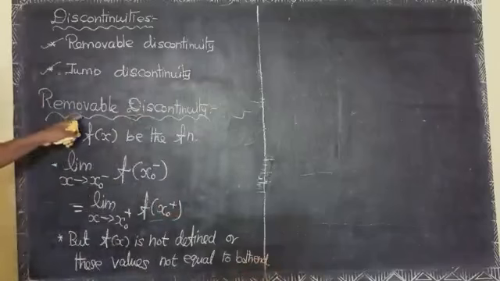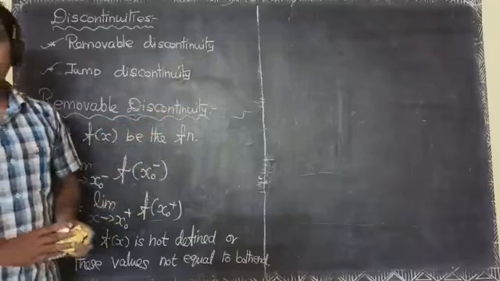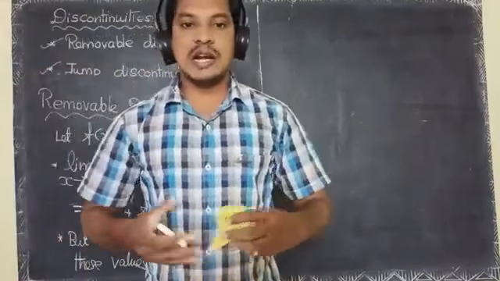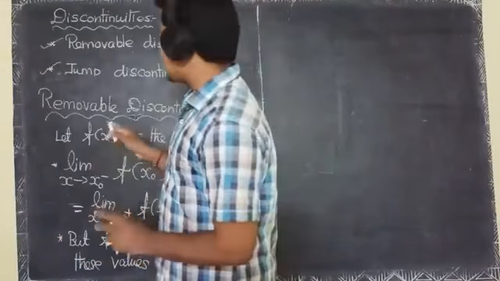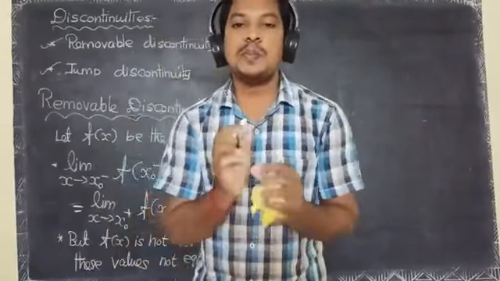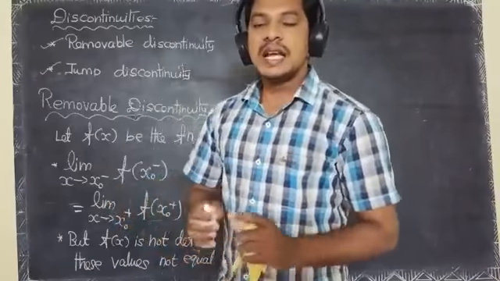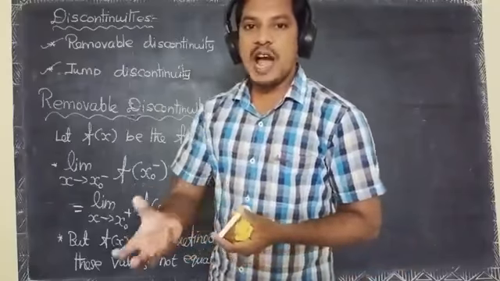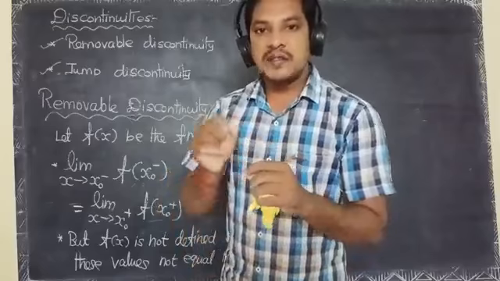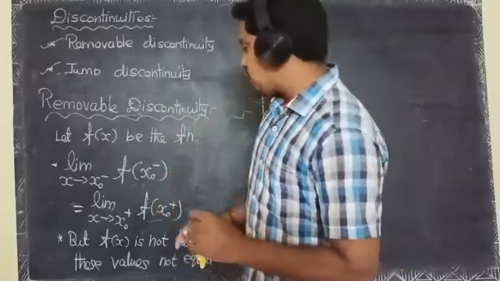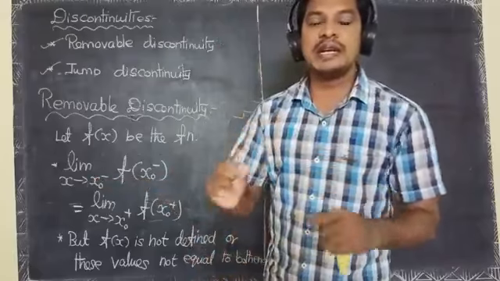Okay, removable discontinuity means let f of x be the function, and find the left approach and right approach. Both values are the same, but the given function is not defined at that particular point. Otherwise, the given function has some value, the limit exists, but the value is not equal to the left end and right end. This is called the removable discontinuity.